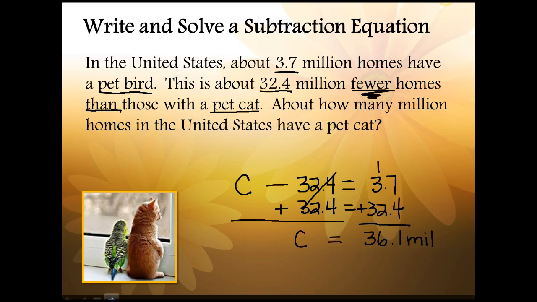I also could have set up my original equation to be c minus 3.7 equals 32.4. Adding 3.7 to both sides will still give me the same result. Of course, you can check your solution by plugging it back in and testing to make sure that 36.1 million minus 32.4 million does in fact equal 3.7.